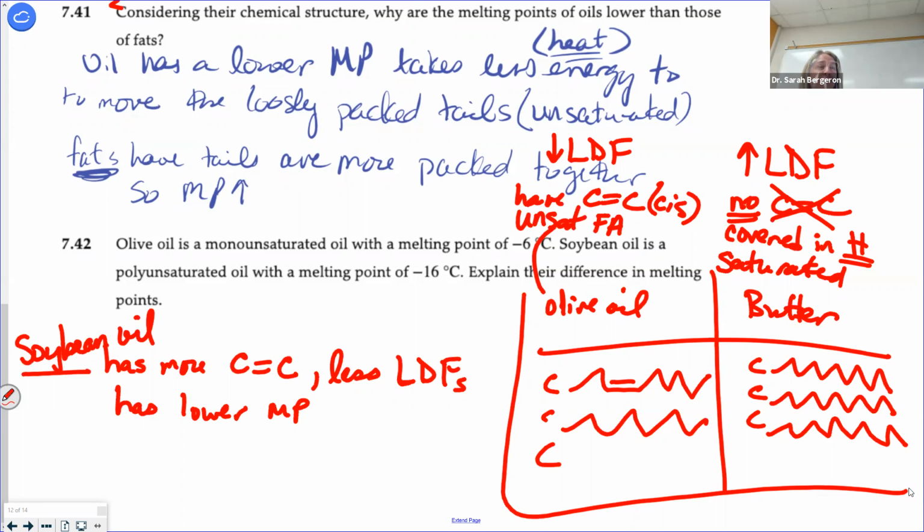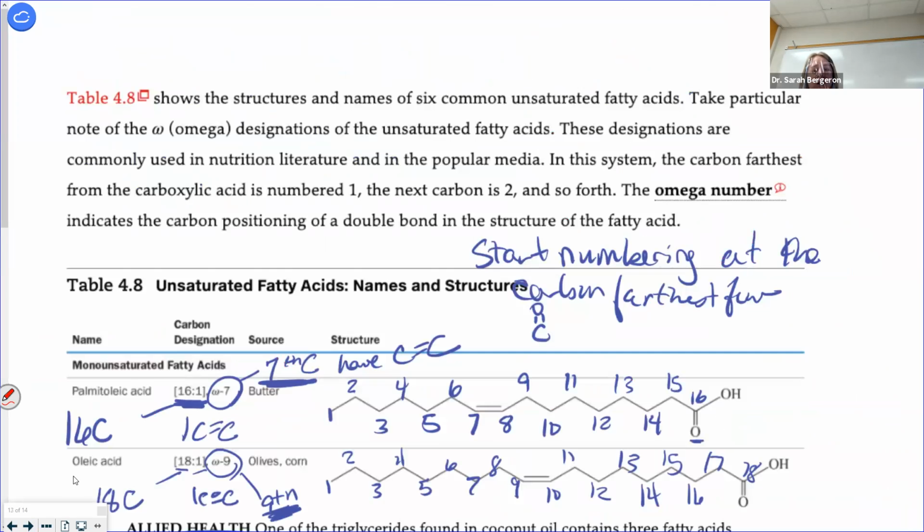So the more carbon-carbon double bonds you have, the less you are able to pack those fatty acid tails in together. And therefore, you're going to have less interactions. The fewer interactions you have, the lower your melting point is going to be. And we already knew that, right? So we're just adding a little bit to that.